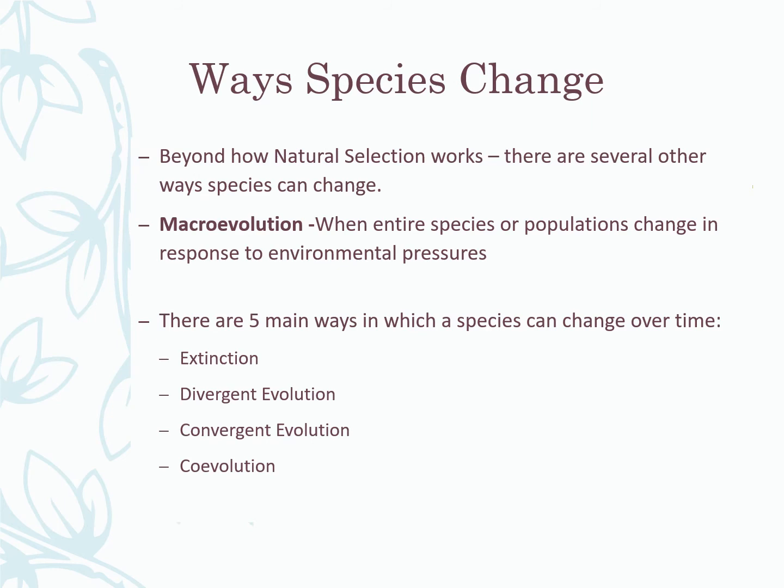So beyond natural selection, there are several ways that species can change over time. During our 9-1 lesson, we kind of talked about macro and micro evolution. Again, here's macro evolution, which is kind of the big evolution. It's the evolution of new species and the die-off of others. So when entire species or populations change in response to their environmental pressures. There are 5 ways in which these species can change over time. One being extinction, second being divergent evolution, third being convergent evolution, and then coevolution. Kind of think of what those prefixes mean as we talk about them on the next slide.